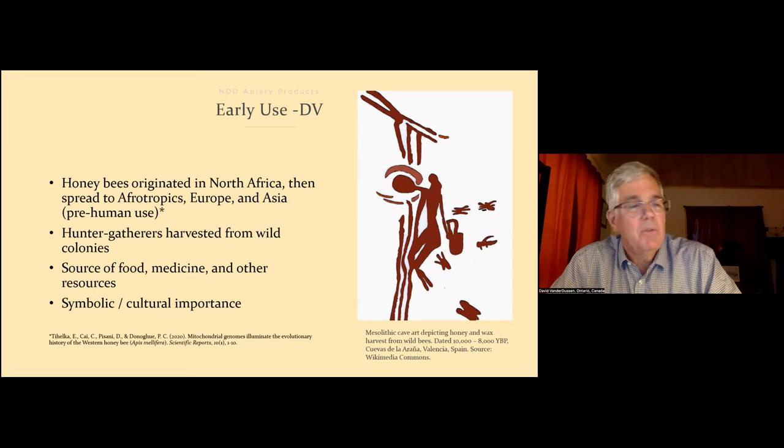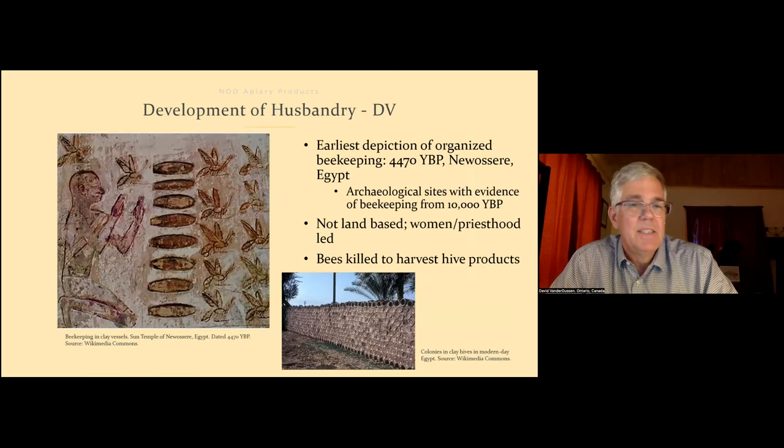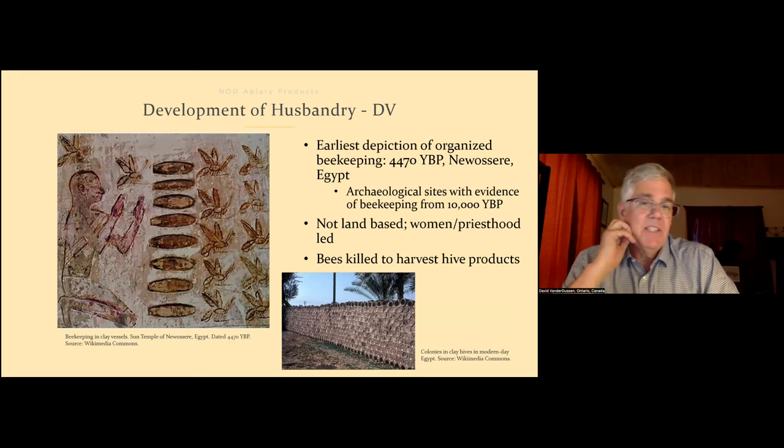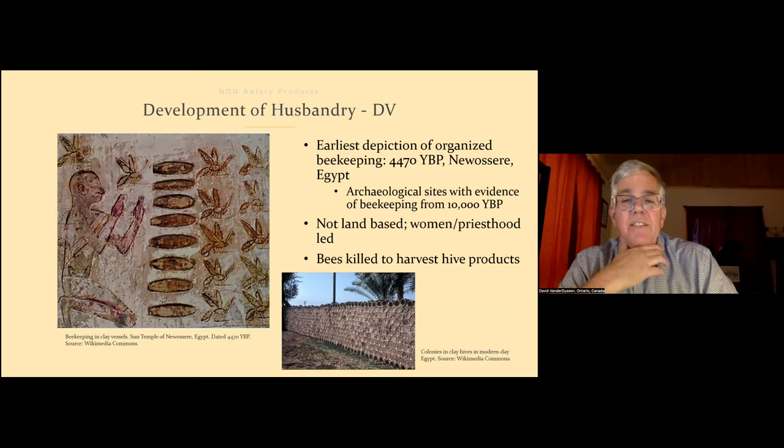We have to remember, we're surrounded in a world now of readily available sugar, proteins, fats. Honey as a concentrated sugar was highly valued. Like, this was a rare thing to find in nature. So it was quite a highly valued commodity. So the earliest depiction of organized beekeeping was quite a long while ago, 4,470 years in Egypt, and possibly as much as 10,000 years ago.